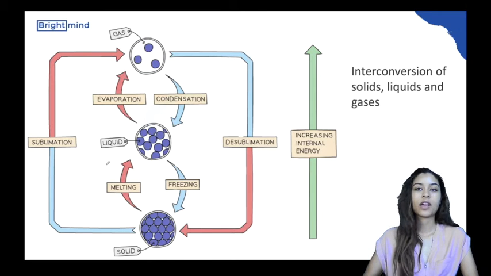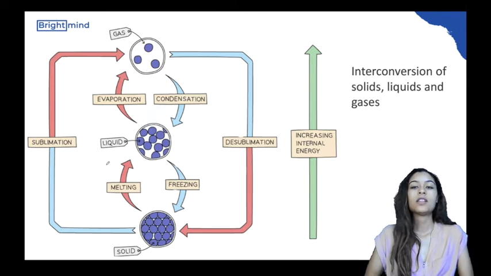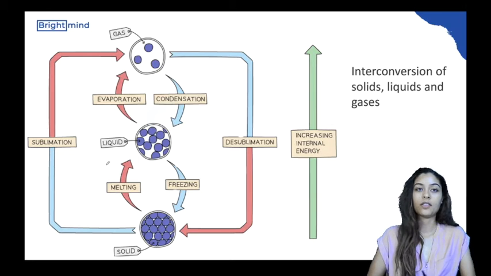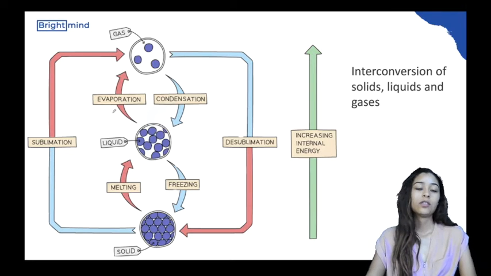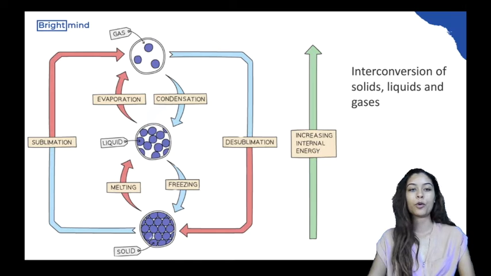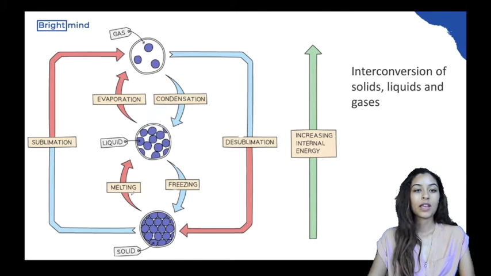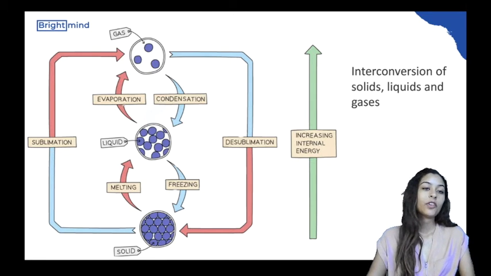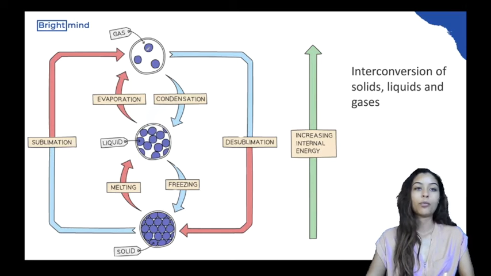Okay, let's look at this diagram over here, which shows us the interconversion of solids, liquids, and gases. So these are all ones we've spoken about before. So if we heat up a solid, we are going to get a liquid, and that is through melting. If we heat it up further, the liquid evaporates to form a gas. If we cool the gas down, condensation occurs and we have a liquid. And if we cool the liquid down further, it's going to freeze and form a solid.